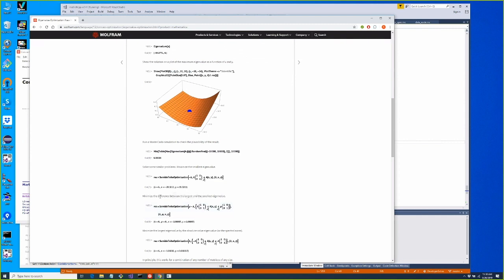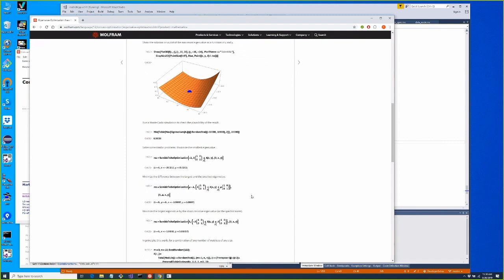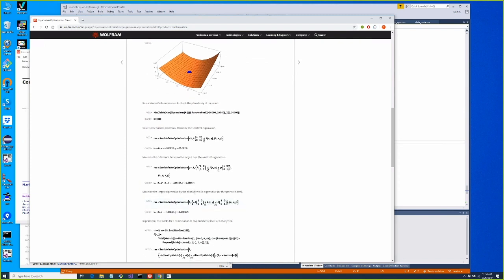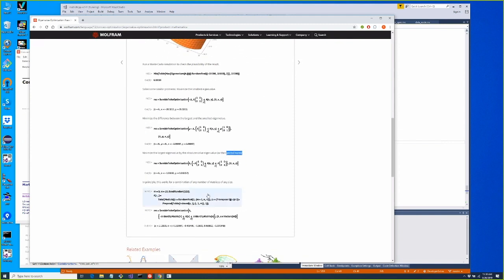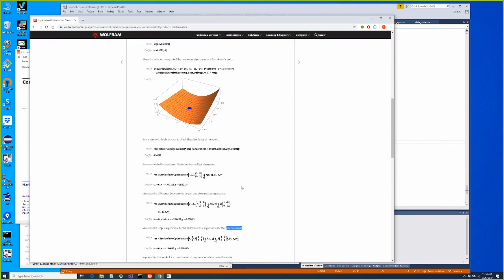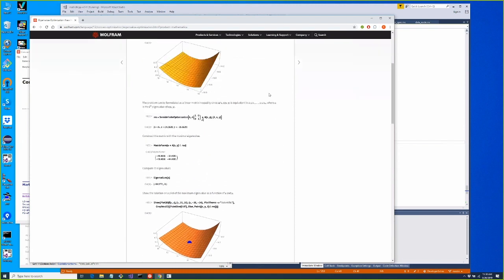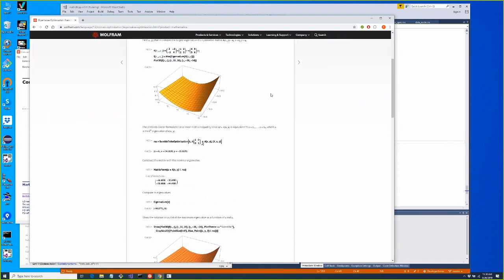And you can do other types of problems like this. So you could minimize the difference between the largest and the smallest eigenvalues using similar sorts of logic. You can minimize the largest eigenvalue by absolute value, which is sometimes called the spectral norm. And it works for combinations of any matrices of any size. Of course, if you get really big matrices, your solver is going to take a lot more time. But again, these convex solvers do reasonably well for reasonably large size problems.